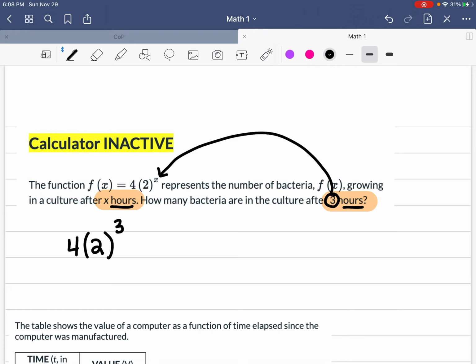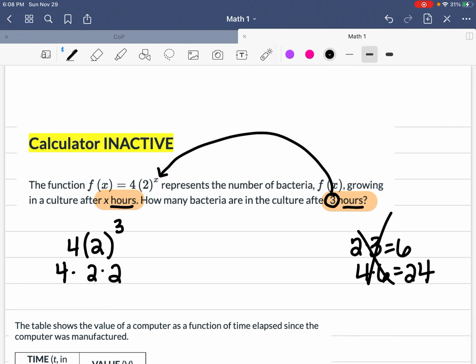Now, the most common mistake is students say, well, 2 times 3 is 6, and then 4 times 6 is 24. That's not right. That's not how an exponent works. So this is actually 4 times 2 times 2 times 2. That's 3 times. So for this 2 times 2 times 2, that's going to equal 8. So we had 8 times 4 is going to equal 32.